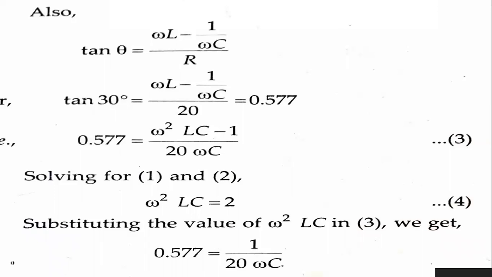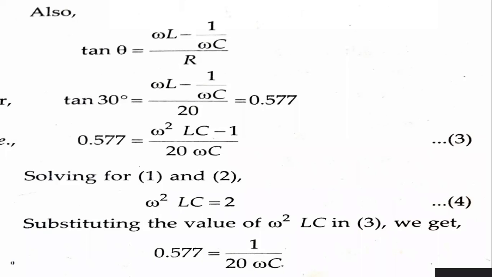How can I find my angle? Tan theta is equal to omega L minus 1 by omega C. See here the difference in tan theta in every case, in terms of RL, in terms of RC, and in terms of RLC. Here is a change in the formula for tan theta because of RLC, as all the components are present. So tan theta is equal to omega L minus 1 by omega C, that is nothing but XL minus XC, divided by R. You can substitute the values.